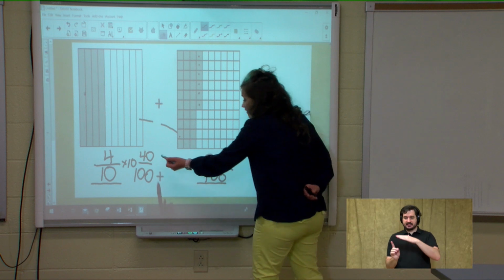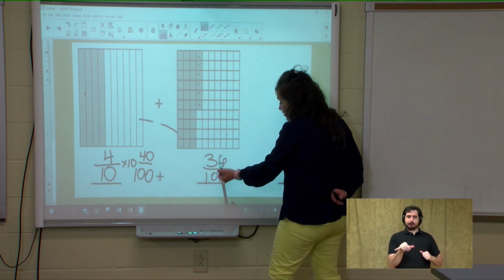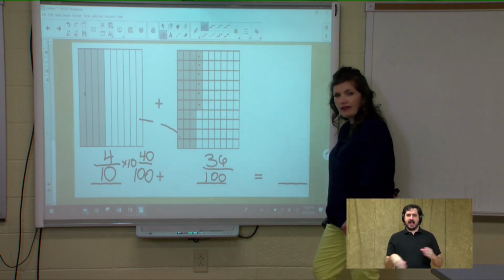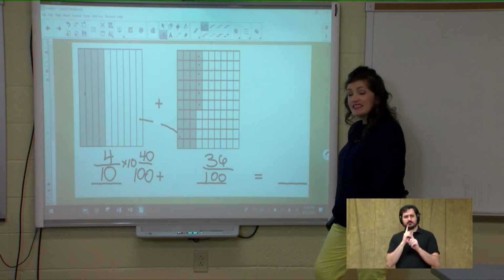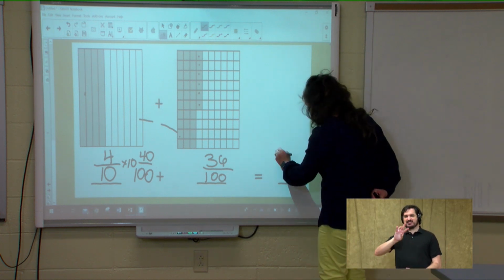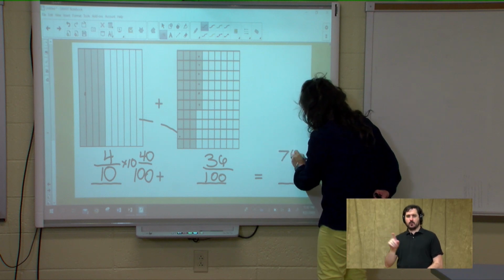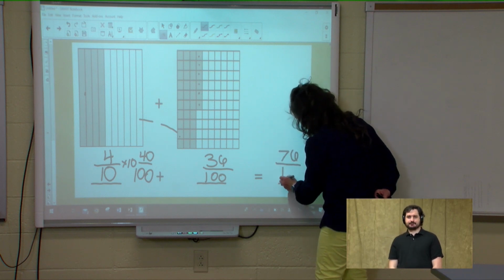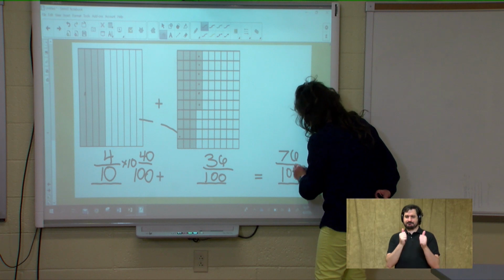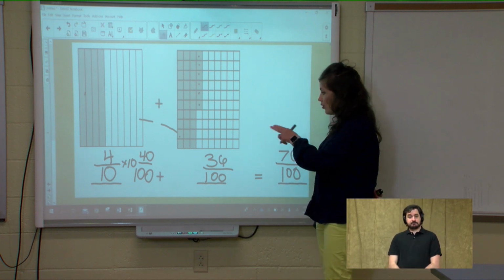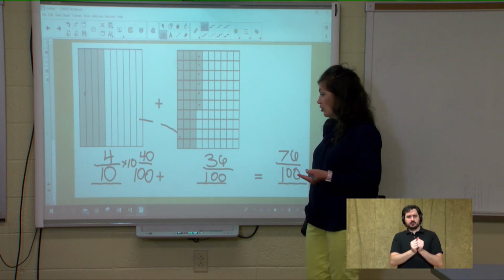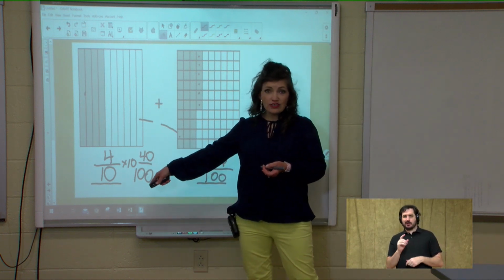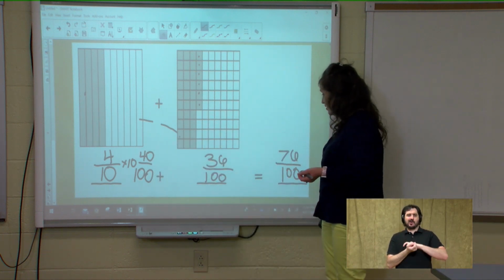So I'm going to add 40 plus 36, and what's that going to give me? Do you know? 76/100. Very good. So now, when we're adding fractions with denominators of tenths and hundredths, we're converting our fractions and we're adding all together.